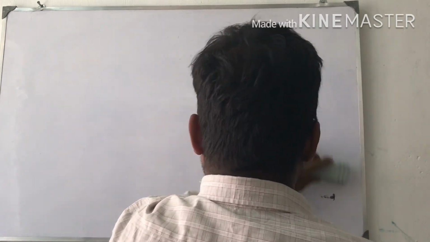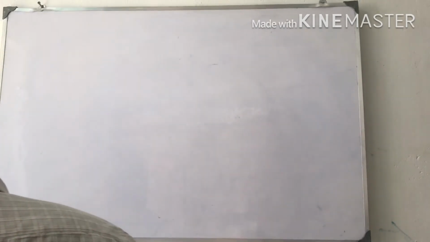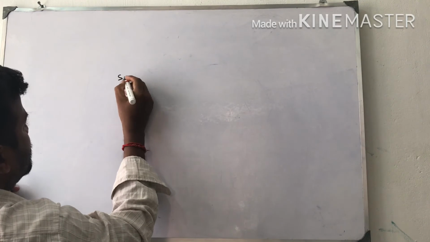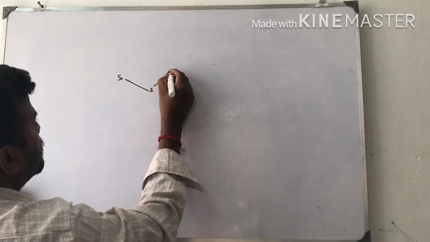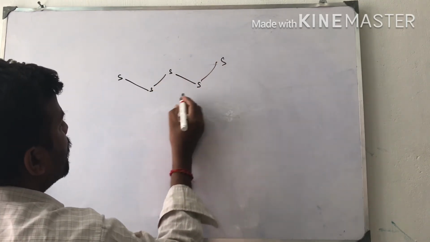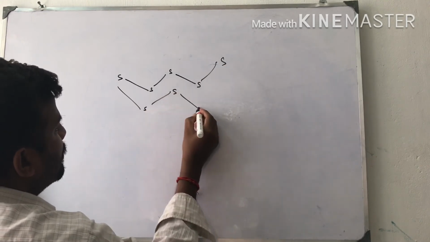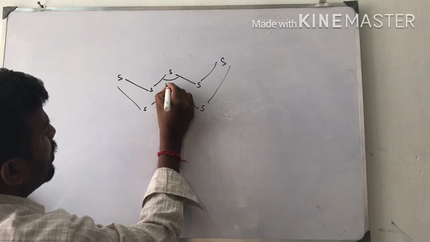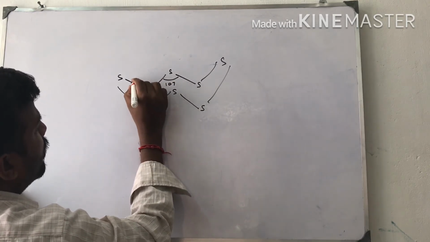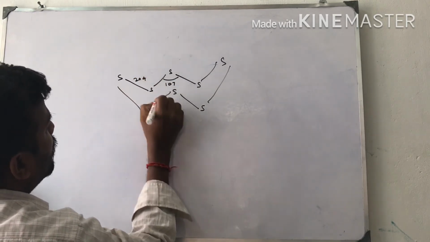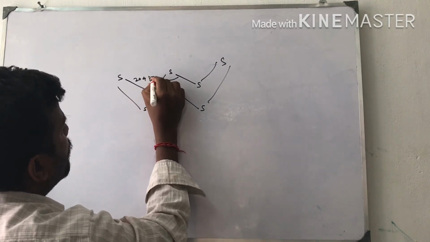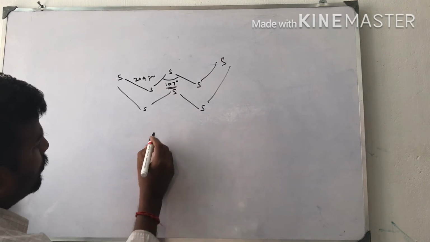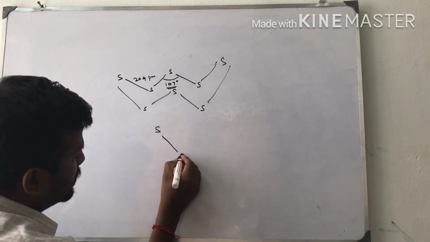S8 is allotropic. What is the crown form? The other one is the chair form. This is one form. The bond angle is 107 degrees. The bond length is 204 picometer. This is one form of sulfur. Another form of sulfur is like this.